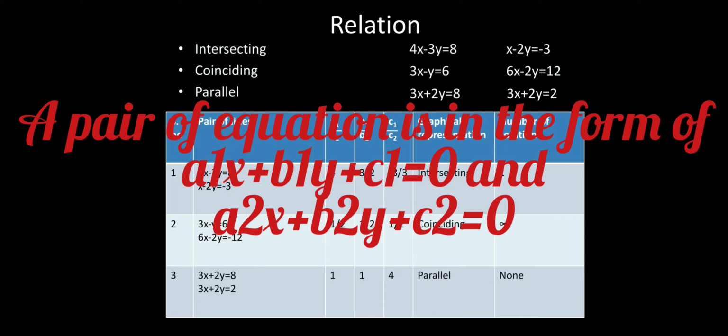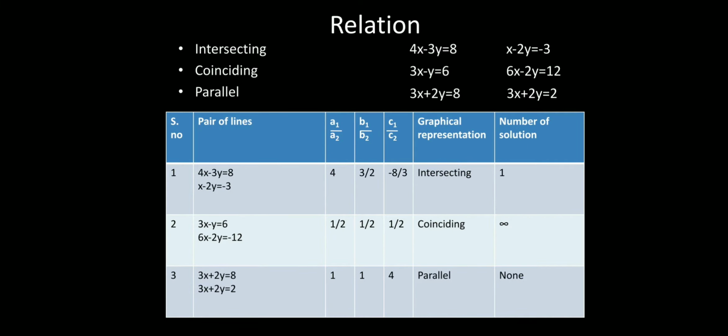Okay, so now writing down all the things, we have the first pair of equations, which are intersecting. So we found that a1 by a2 is not equal to b1 by b2, nor c1 by c2. Okay, and the number of solutions for this will be only one, when both the equations satisfy the same value of x and y.